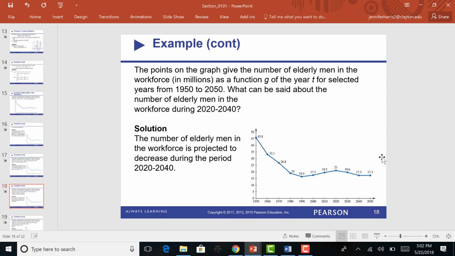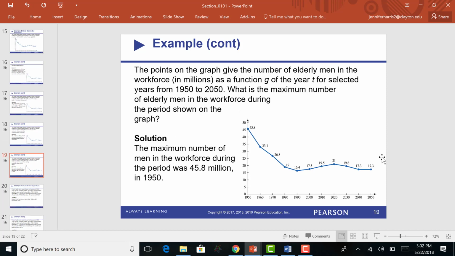All right, page down to the next one. Let's see what this one wants us to do. Okay, what can we say about the elderly men from 2020 to 2040? It goes down. It looks like it's decreasing. Maybe it means all the grandchildren are taking up the slack so the elderly men don't have to work. Say it again. Okay, all right, so that's all they want you to see, that you can tell from the graph that it's decreasing. And that's it for that one.